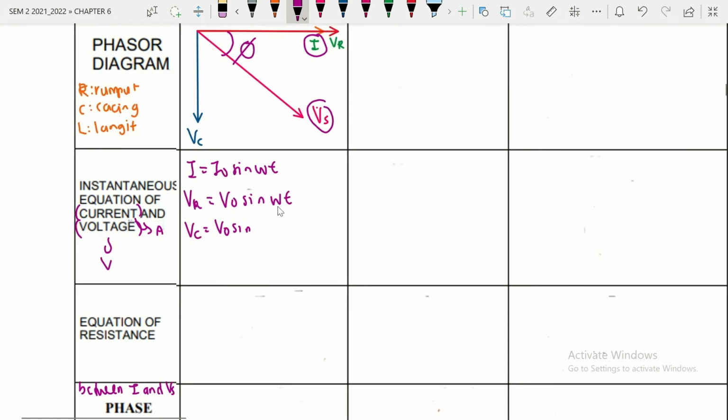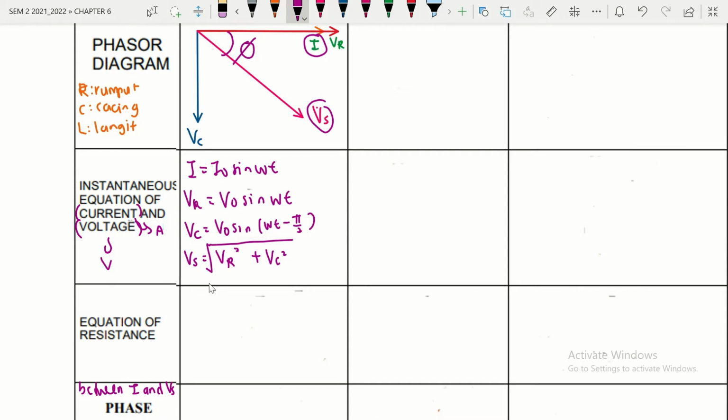V0 sin omega t minus pi over 2. So you can write in terms of cos or sin, but you must write it in sin. Okay, so what about the supplied voltage? Supplied voltage, we find the magnitude. So it will be voltage across resistor squared plus voltage across capacitor squared, and we take the square root.